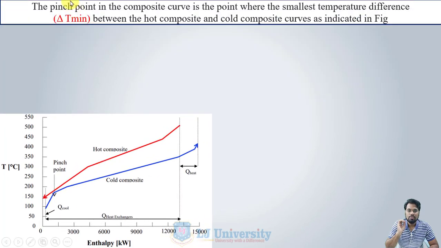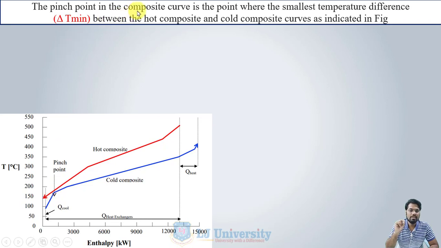Okay, so the pinch point. From this graph we can find out the pinch point. The pinch point is the point where the temperature difference between the two streams is minimum. So from these two graphs we can see that at this point the temperature difference between these two streams is minimum. So this is the pinch point.